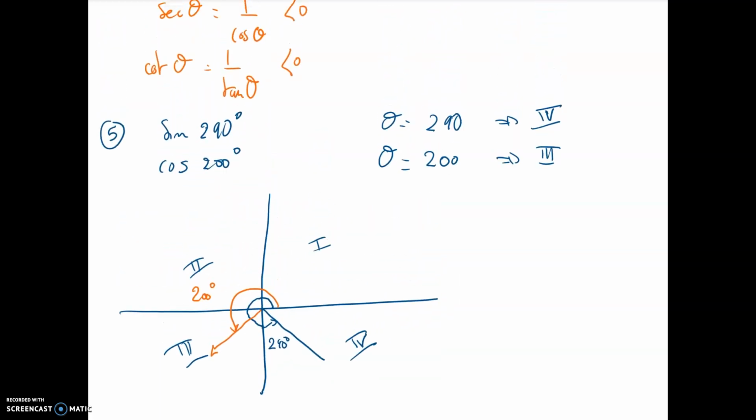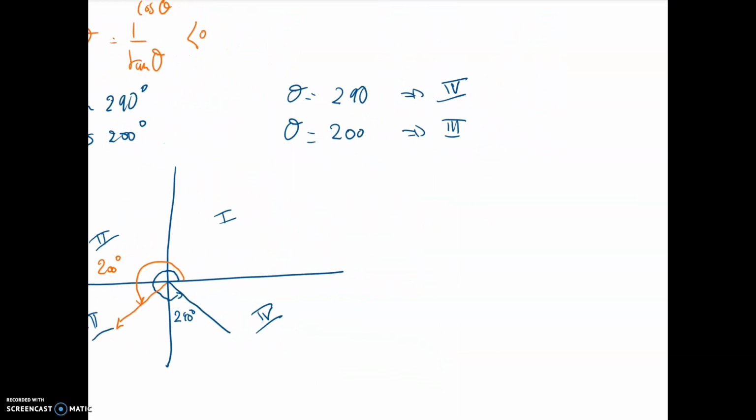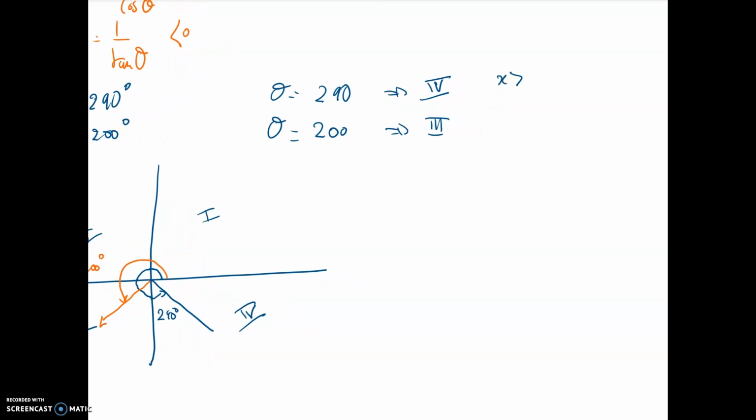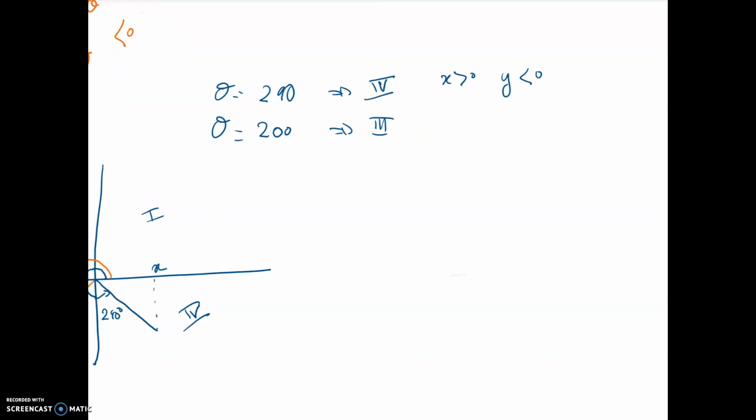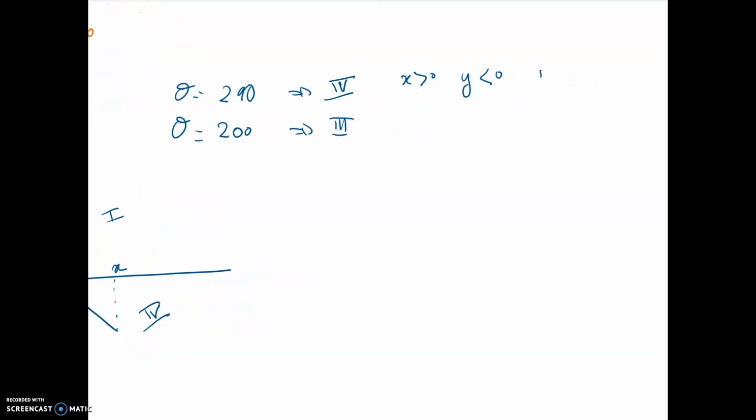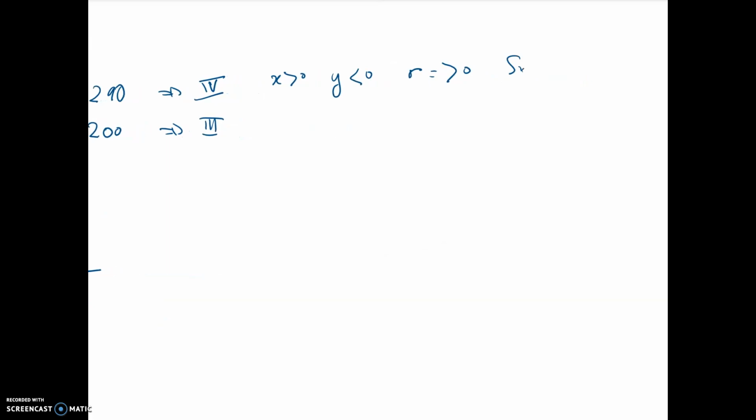So when I am in quadrant 4, what do I have? When I am in quadrant 4, x is positive, and I have y negative. I always remember that r is positive, and so the sinus of the angle, which is y divided by r, will be negative because y is negative.